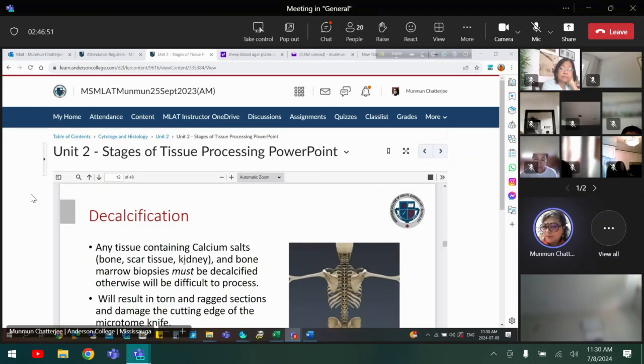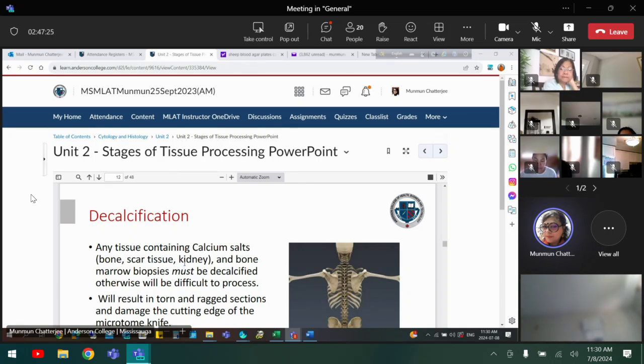Next is decalcification. Decalcification means any tissue has some calcium, especially the bone tissue, scar tissue, kidney tissue. So for the bone marrow biopsies, it needs to be decalcified. Otherwise, it will be difficult to process. It's going to come as a crystal, and it cannot be helpful to examine the tissue. It will result in torn and ragged sections and damage the cutting edge of the microtome, because calcium, I told you, is like a hard crystal.